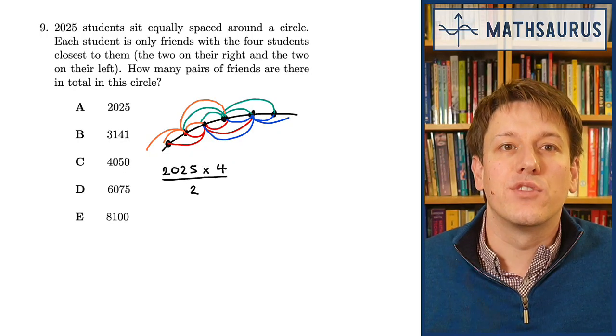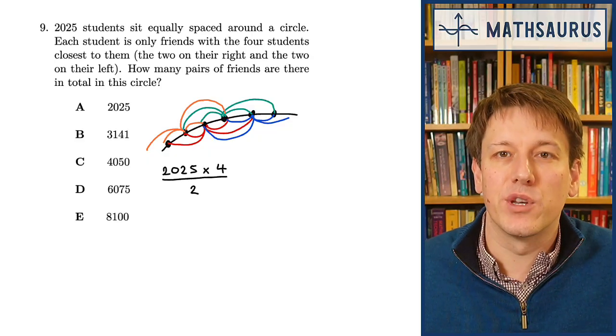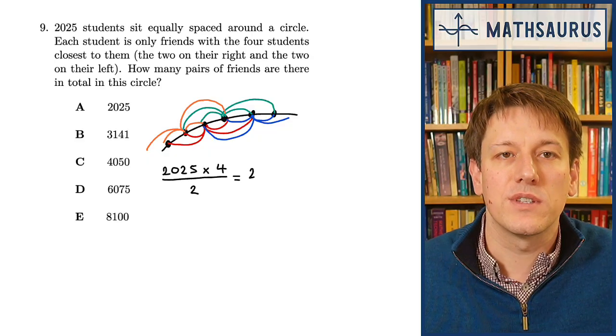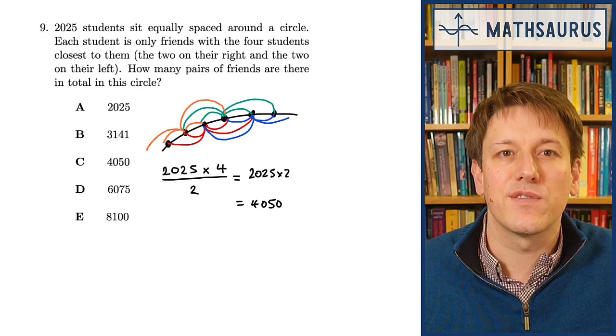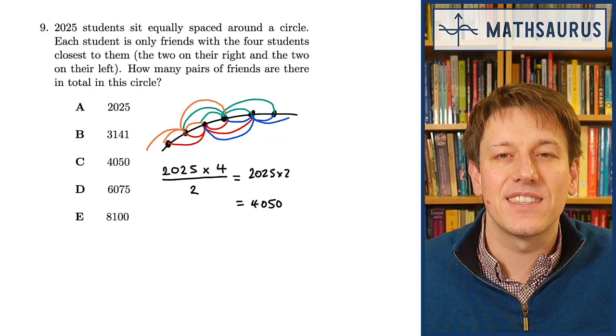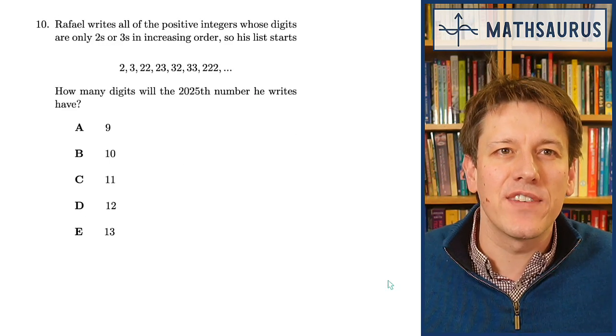Now, don't multiply 2025 by 4 and divide it by 2, just recognise that 4 divided by 2 is 2, so I can just do 2025 times 2 and get the final answer here, which is 4050, and the answer here is C. This is an incredibly hard maths challenge question with 2025 in it.